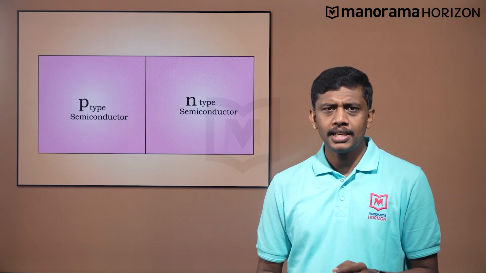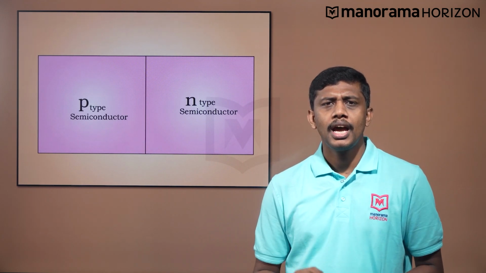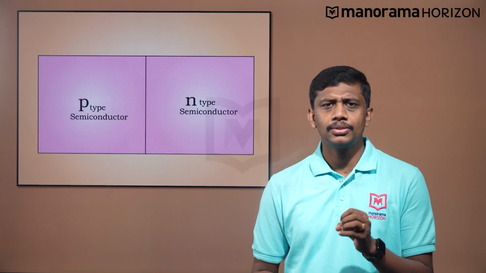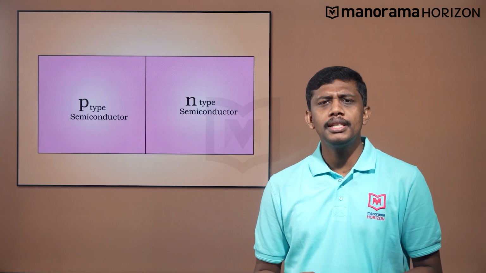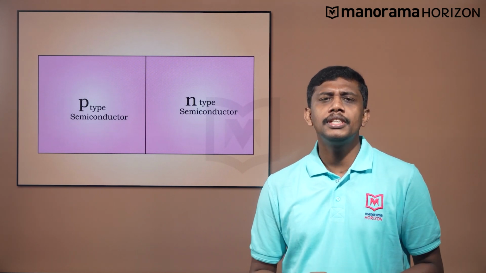The P side contains excess of holes and N side consists of excess of electrons. We shall now try to understand how a PN junction is formed and its internal mechanism.